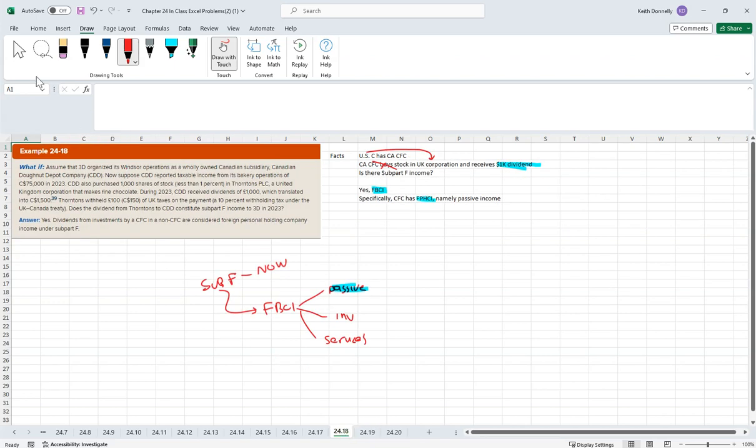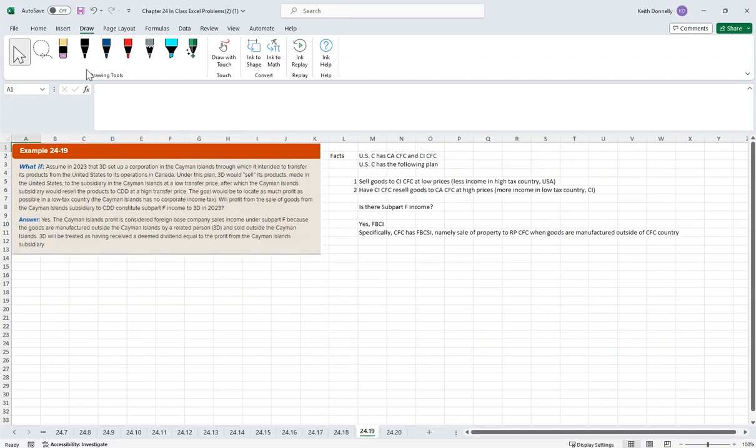The second one here, and let me see if I can copy this. I guess I'll just redraw it. So we've got subpart F, main type is FBCI. We said there's passive, which we looked at. There's inventory, and there's services.